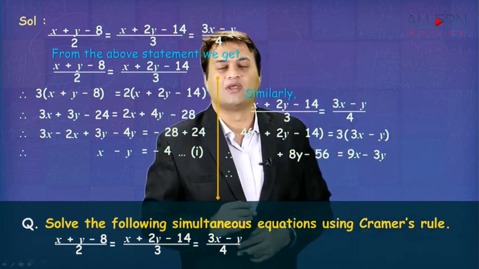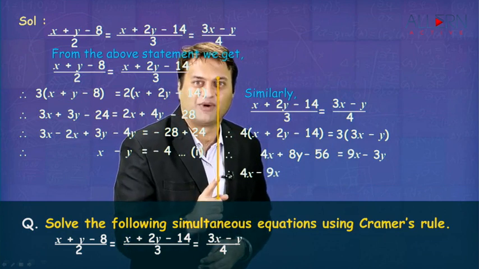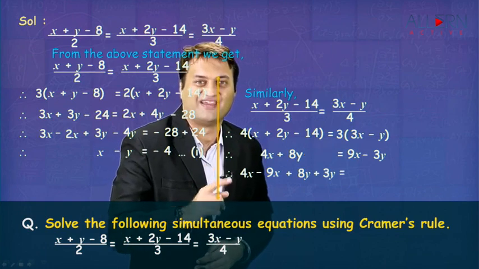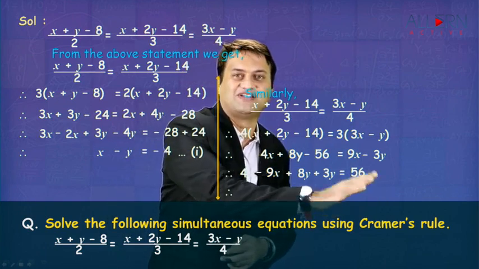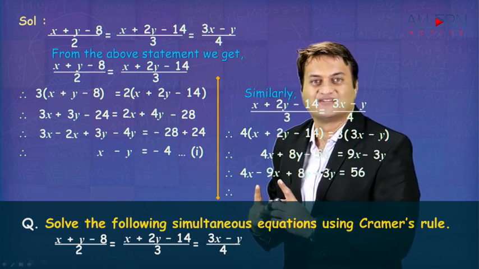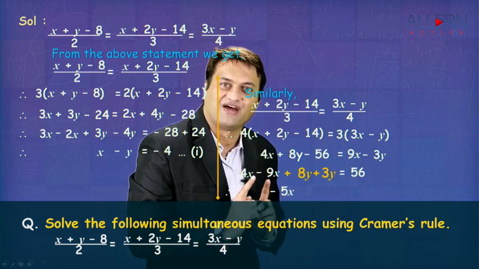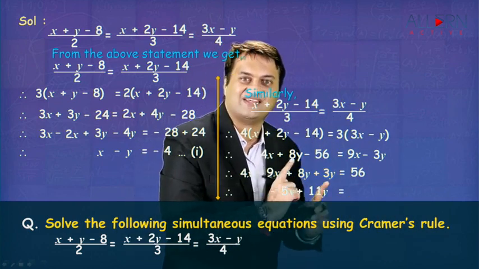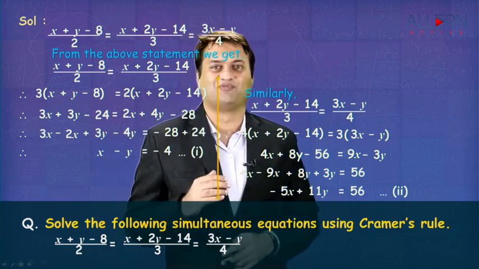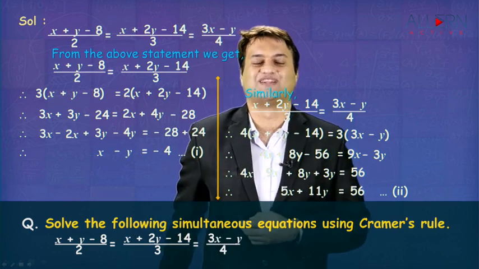What do we get? We get 4x. 9x comes on this side. We get minus 9x plus 8y plus 3y is equal to minus 56 goes there, becomes plus 56. So what remains now? 4x minus 9x, that's minus 5x. 8y plus 3y, that's 11y, is equal to 56, and we get our second equation, minus 5x plus 11y is equal to 56 in the required form. Let this be equation number 2.